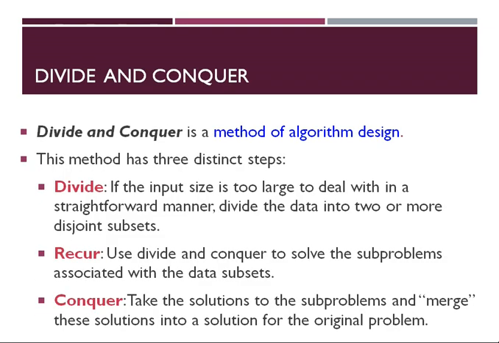Let us first see the divide and conquer method. Now, divide and conquer is a method of algorithm design. In this method, there are three distinct steps. First step is divide. In this step, if the input size is too large to handle, then we divide this input data into two or more disjoint subsets.